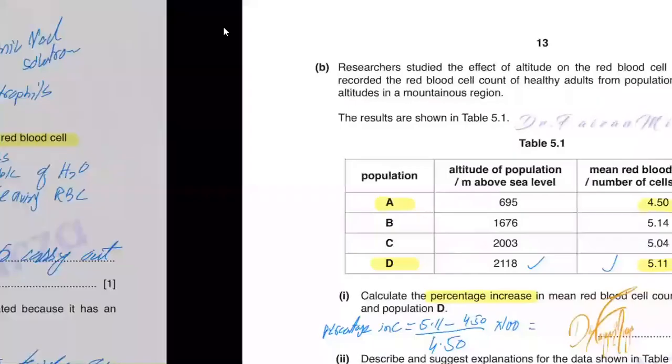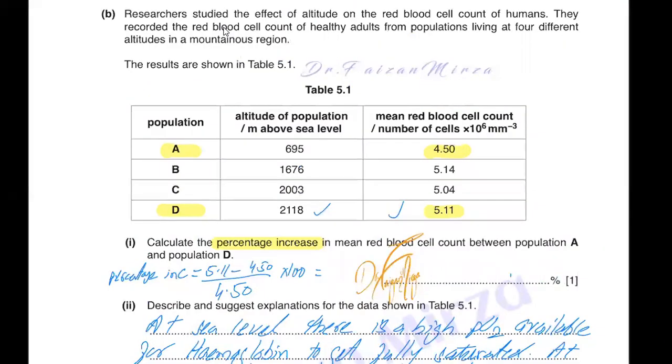Researchers studied the effect of altitude on the red blood cells of humans, and they recorded healthy populations living at different altitudes. Populations A, B, C, D are mentioned. The mean red blood cell count is given. Altitude is given to you as well. Calculate the percentage increase in population A and population D. So population A is 4.5 and population D is 5.1.